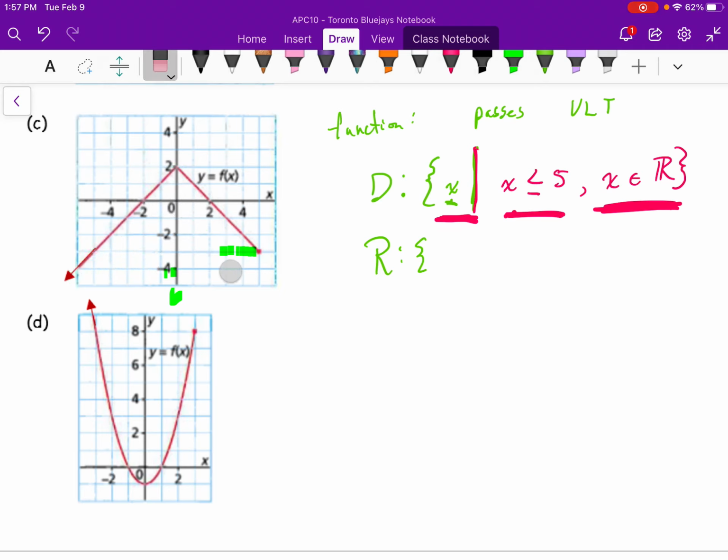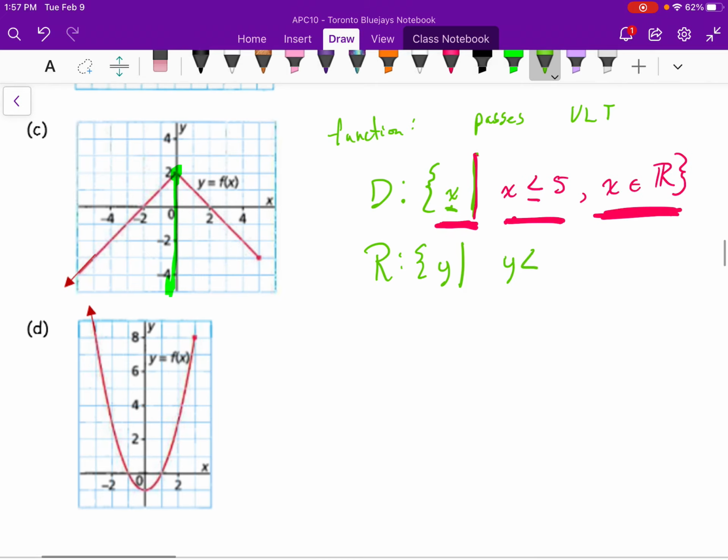So really, what would I like to say here? I would like to say that the highest that y can be is 2, and then it just gets lower. So range, y exists such that, well, y is less than or equal to 2. Now, what number set does y belong to? Y belongs to the real numbers. And real numbers simply means any number.